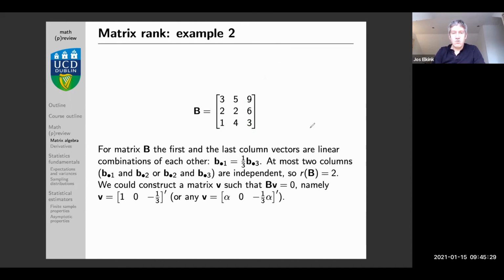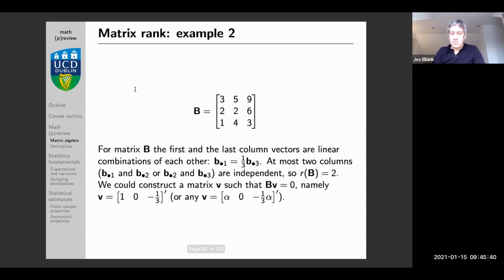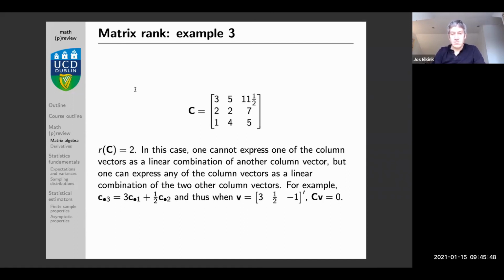So when we talk of full rank, we can say matrix A is of full rank. Every column is independent, so the number of columns is identical to the rank. B is not of full rank because there is this linear dependency. And here there's a clear linear dependency between 2 columns. Here it's a bit more complicated. It's between 3.